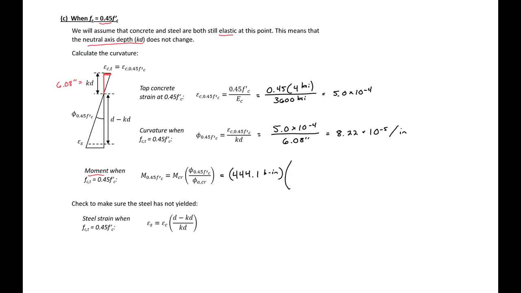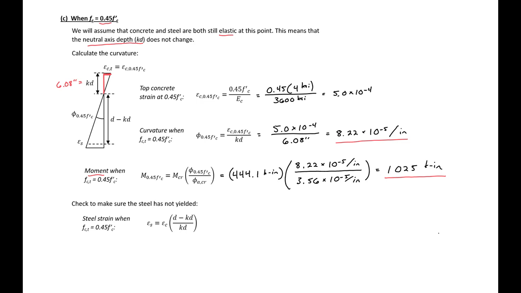And we can take this times our curvature at 0.45 f'c, 8.22 times 10 to the negative fifth radians per inch, and divide this by our curvature after cracking, which we had found to be 3.56 times 10 to the negative fifth radians per inch. So we'll get our moment here to be 1,025 kip-inches. So now we have our moment and our curvature for our point associated with our top concrete being equal to 0.45 f'c.